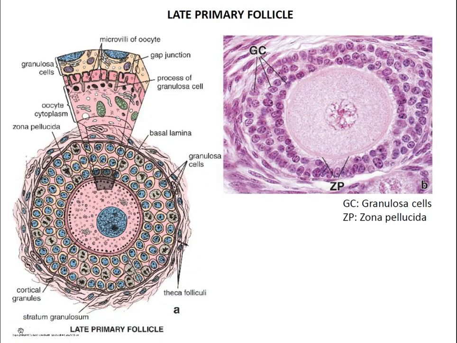Here you're looking at a late primary follicle where you can see the cortical granules in the oocyte and multiple layers of the granulosa cells on this schematic, as well as here on this section of the primary follicle. The zona pellucida is also very well developed here.